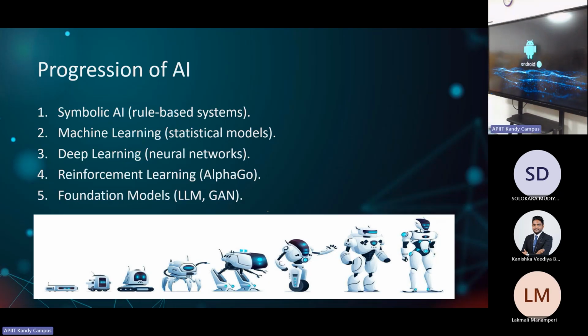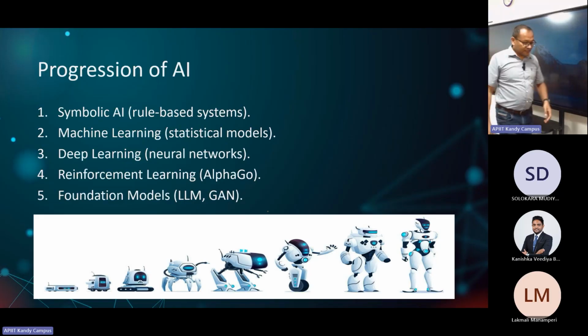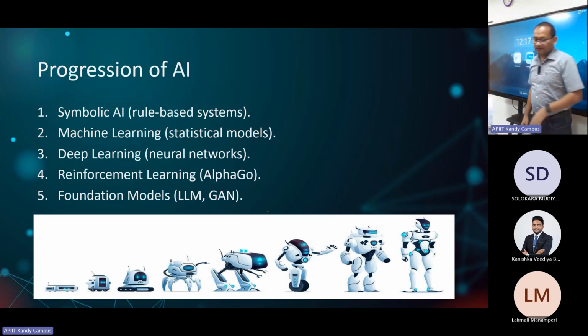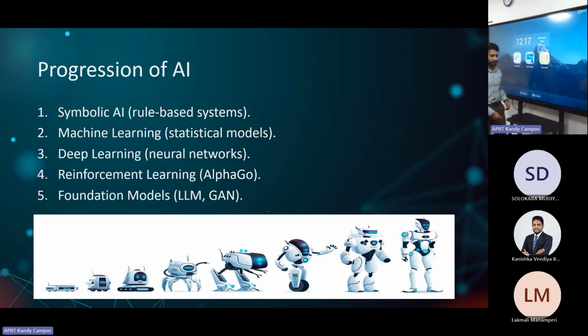So it was basically mimicking intelligence, but they were not really intelligent. They were just looking at a search space and finding answers, or solving some mathematical equations so that they can tell you what to do next. So these are all symbolic AI. And then what came along after that is machine learning.